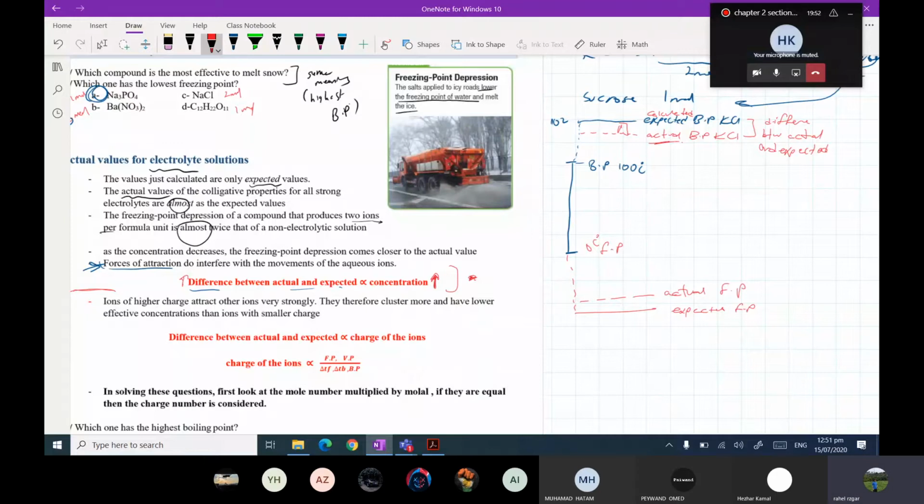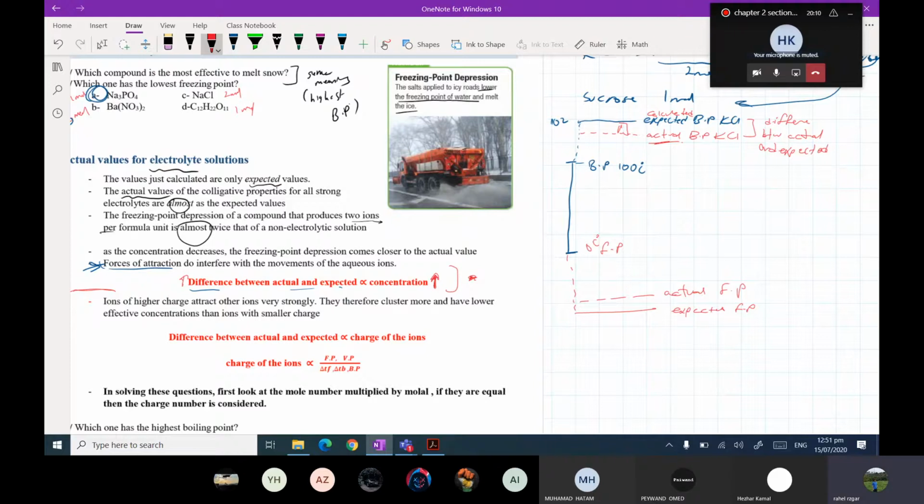For boiling points it will be lower, for freezing point it will be higher. The freezing point depression for a compound that produces two ions is almost twice.